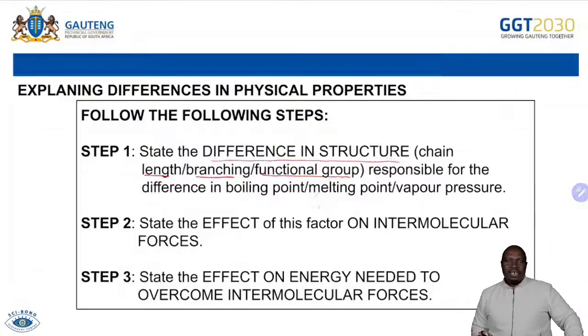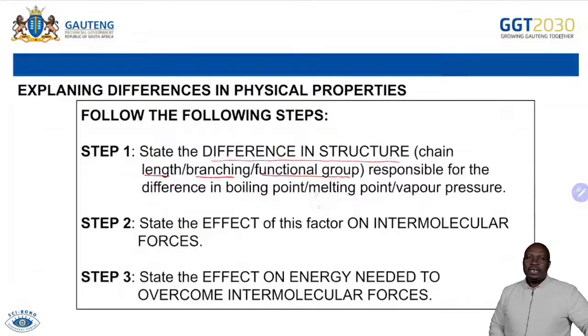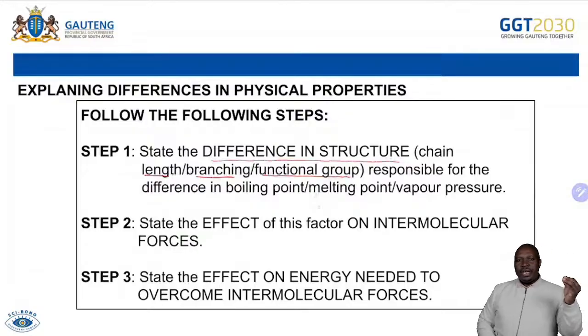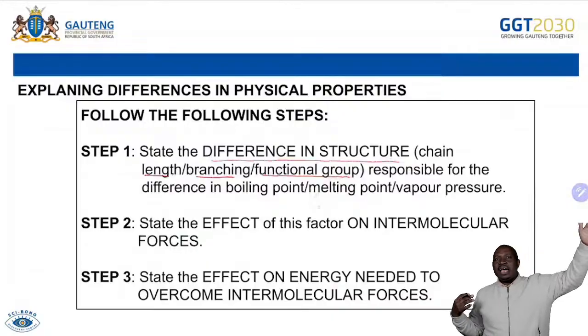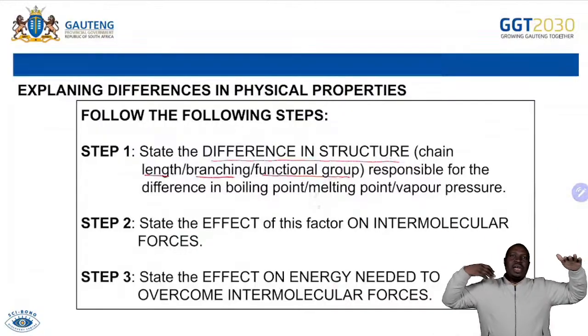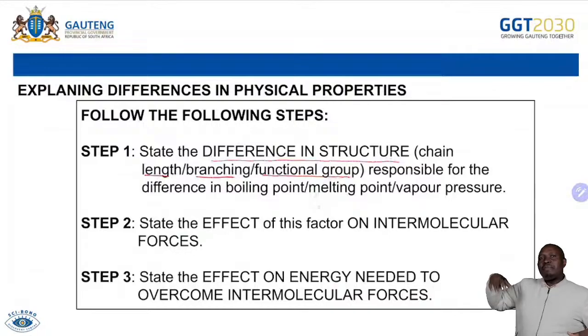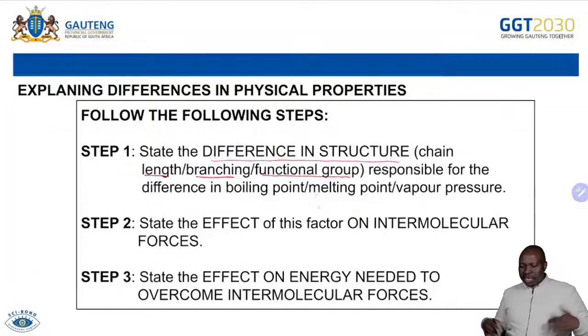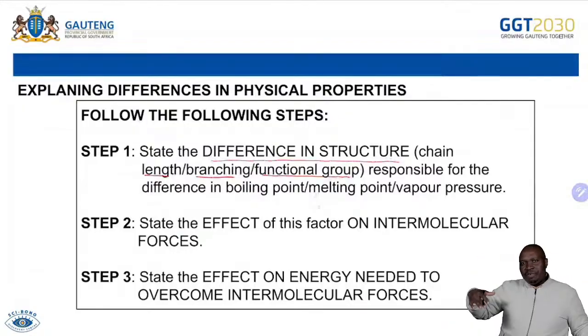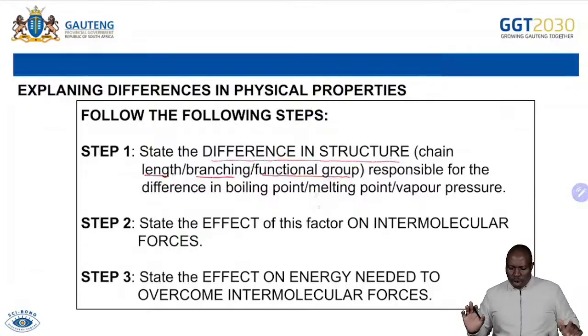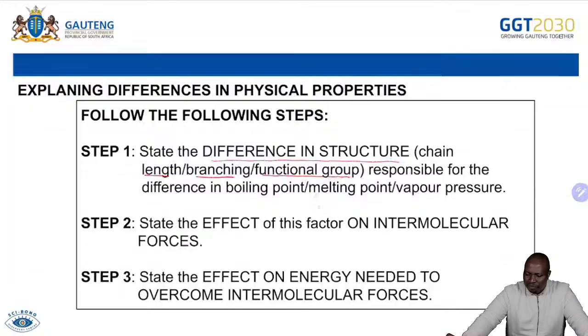As the chain length increases, the boiling point increases. You see, the boiling point always depends on the chain length. As we increase the chain length, the boiling point increases. As we decrease the chain length, the boiling point decreases. Same with melting point. However, when it comes to vapor pressure, as you increase the chain length, you are going to expect that the vapor pressure will decrease. That is the only difference in terms of vapor pressure.